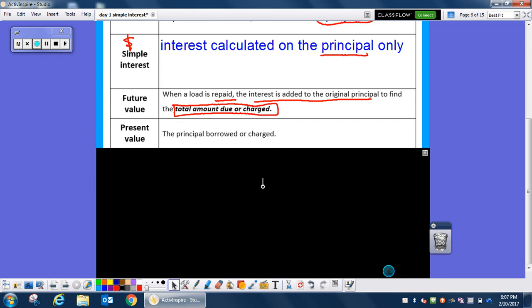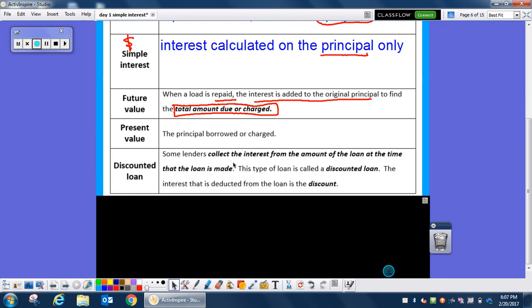The present value is just the principal borrowed or charged. And then this next one is a little more complicated. It's called the discounted loan. Some lenders collect the interest from the amount of the loan at the time the loan is made. So they'll collect the interest in the beginning. This is called a discounted loan. The interest is then deducted from that loan and is called the discount.